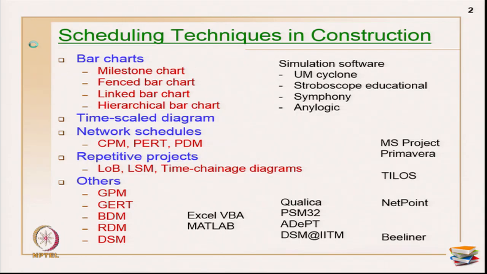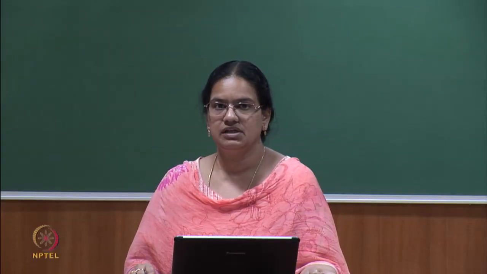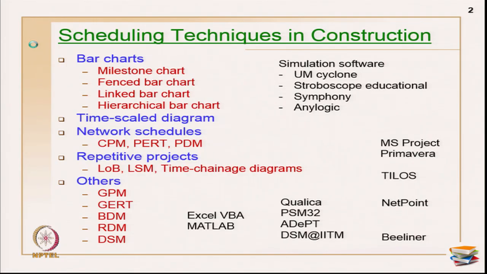Now, especially for simulation, I said simulation can cover any aspect in construction. Simulation software specifically for construction, there are a few. One is Cyclone and Stroboscope Educational, which was developed by one particular group of researchers. We also have Symphony and we also have Anylogic. Symphony and Anylogic are paid software, and the first two are free for educational academic institutions. So, this is a glimpse of the software.